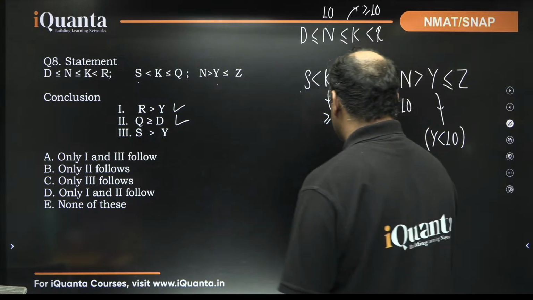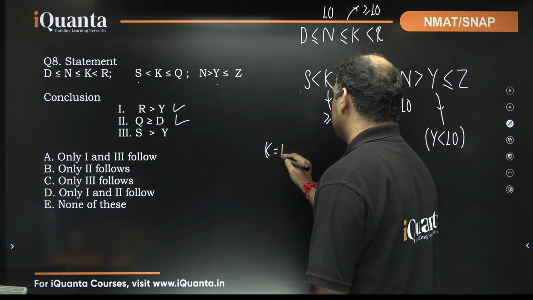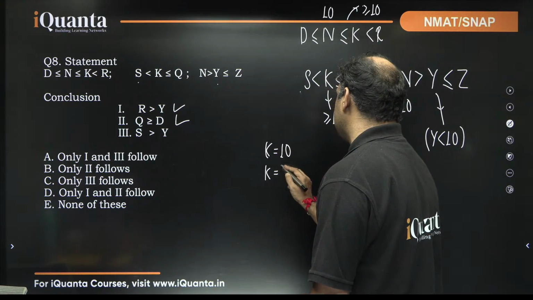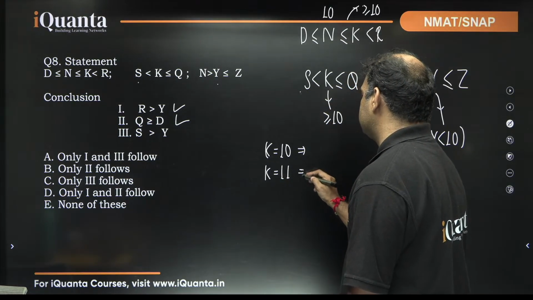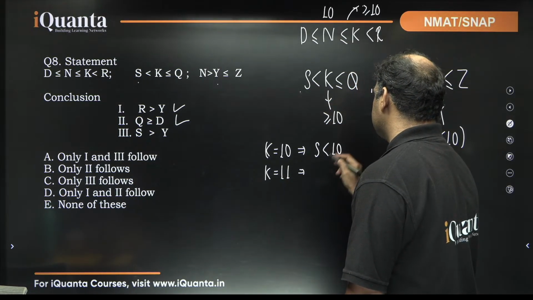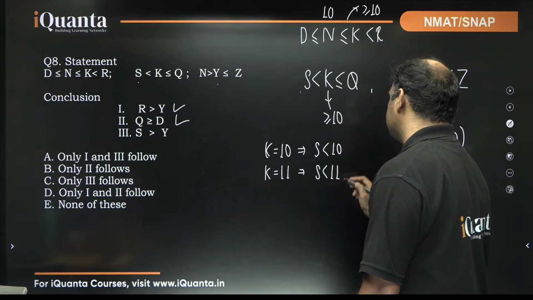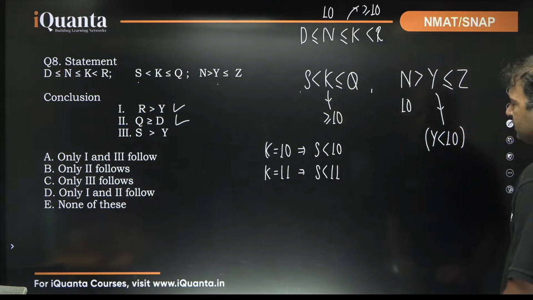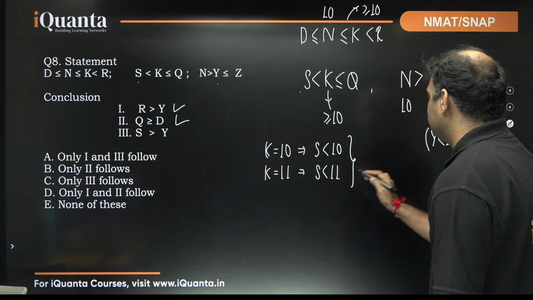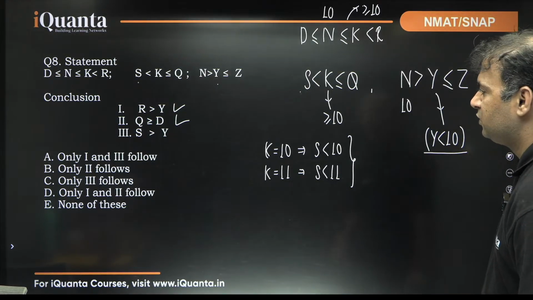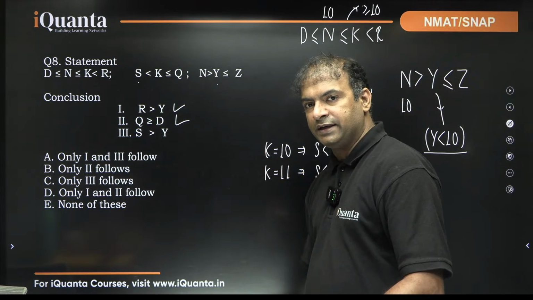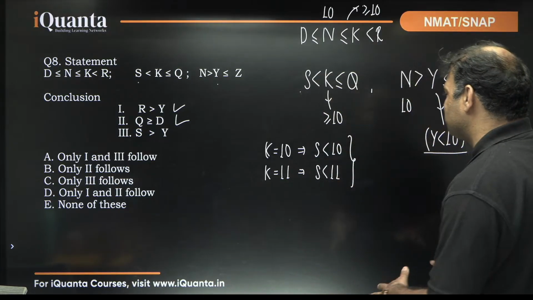Here, let's say K is 10 once, and let's say K is greater than 10, meaning 11, for a while. So S is less than K. So S in this case is less than 10, and in this case S is less than 11. And this is Y, which is less than 10. So we can see that they can be all the possibilities. Not a single relation exists between S and Y. They can be all the three relations possible.